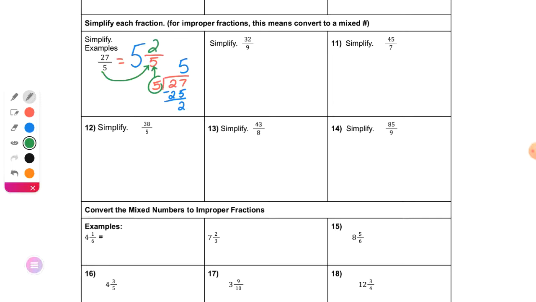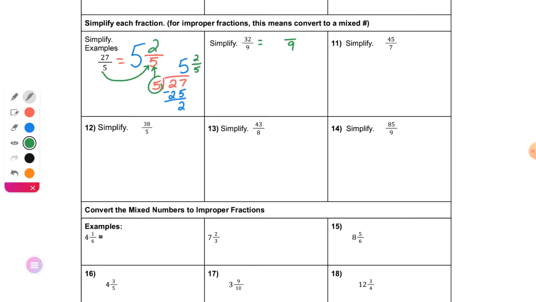Okay, so the remainder becomes the numerator. I'm going to go ahead and write it over here too. Denominator stays the same. Next one, 32/9. I'm going to go ahead and leave a blank and write over 9 because I know my denominator is going to stay the same. I think that might help some of the errors I'm seeing.